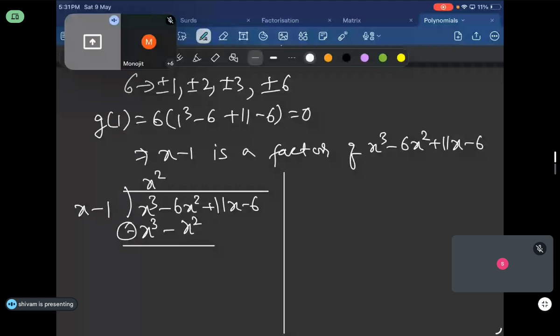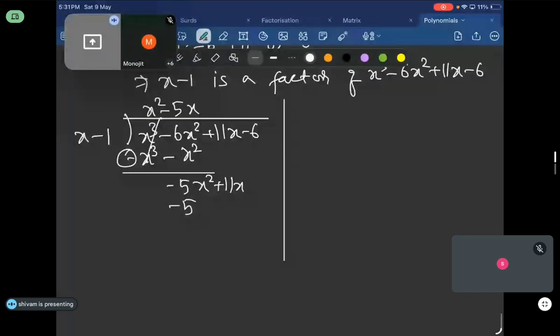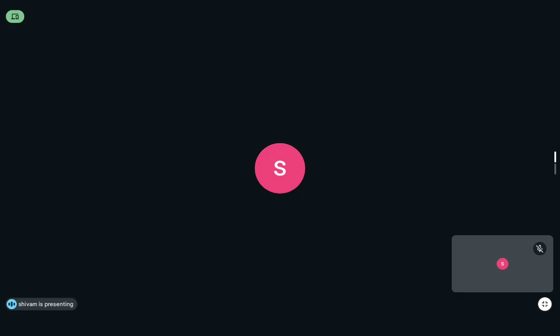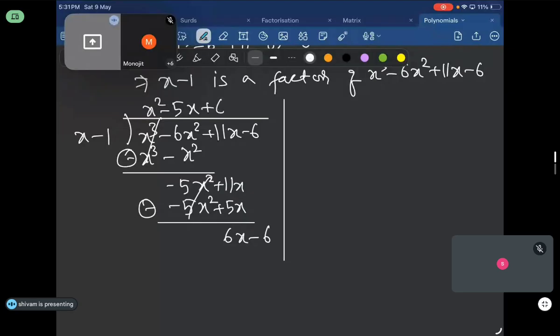With x what do we need to multiply now to get minus 5x square? Minus 5x. So multiply by minus 5x. We'll get minus 5x square plus 5x. Subtract, these 2 will get cancelled. You will get 6x, then minus 6. With x what do we need to multiply now? 6. So plus 6. We'll get 6x minus 6. Done. So we can say dividend is equal to divisor into quotient.